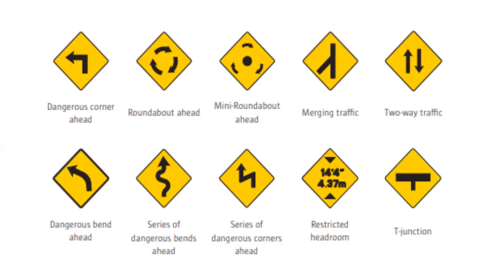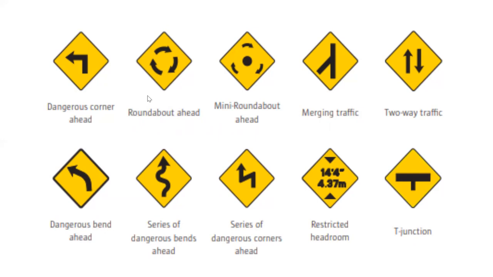So from left to right, this one is important that we get this one correct. A dangerous corner ahead is the one that goes a sharp angle. Dangerous corner ahead has the sharp angle. Dangerous bend ahead has the gradual bend. So them two are very important. Sharp angle, dangerous corner ahead. Gradual bend, dangerous bend ahead.